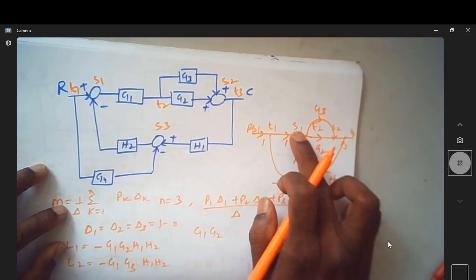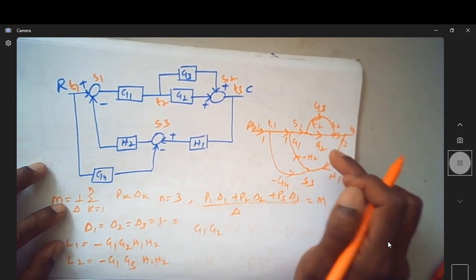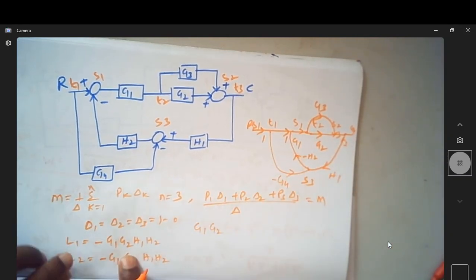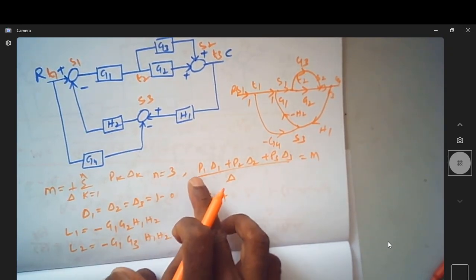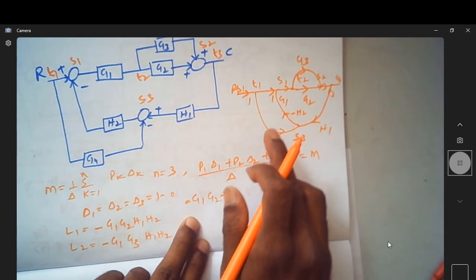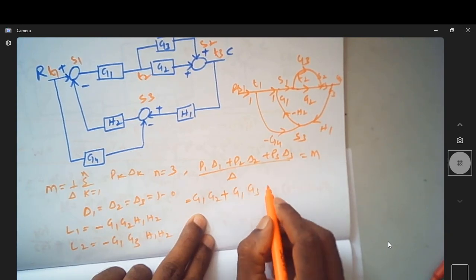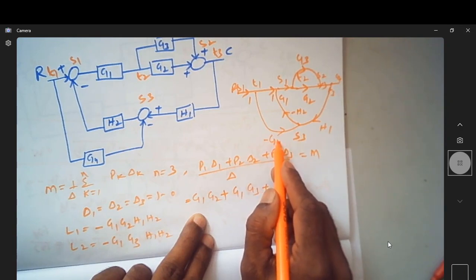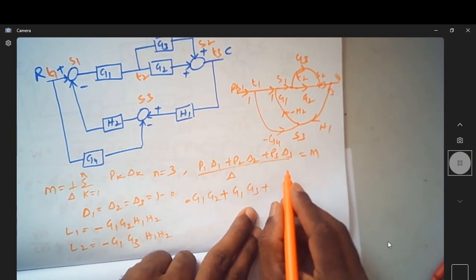So from here it is G1, G2. This is the direction. I can come back to this, and another one G1, G3, H1, minus H2. There are two loops. So plus, okay, this is the first forward path, and its delta is 1. The second forward path you can take as G1, G3, and the third forward path is minus G4 minus H2 G1. So minus into minus will become plus.